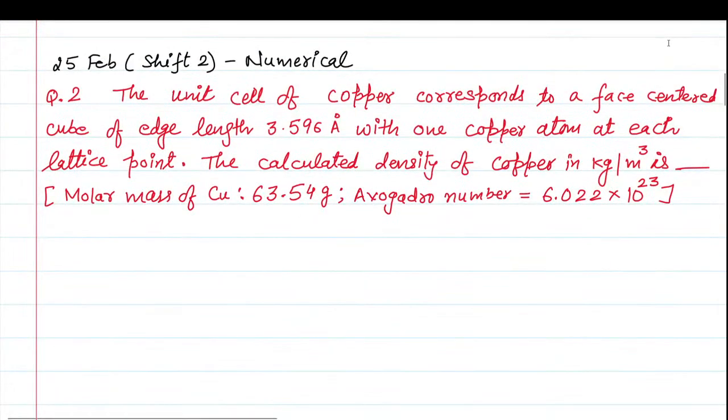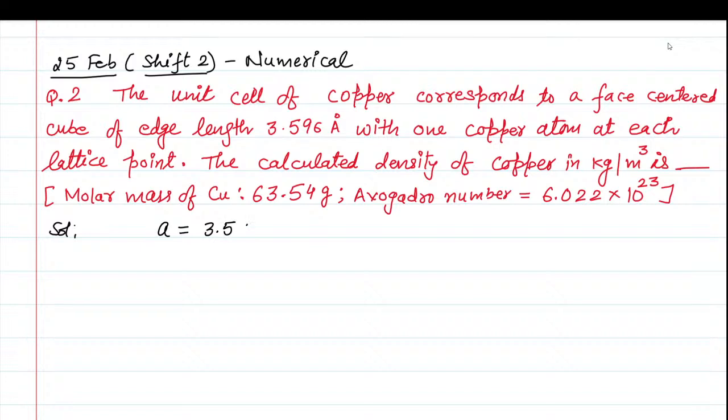This question came on 25th Feb in the evening shift. Keep in mind, in JEE Main there is sometimes a question from solid state, and it is not necessary that there should always be one question. Now, the unit cell of copper corresponds to a face centered cube, and the edge length is given to you.